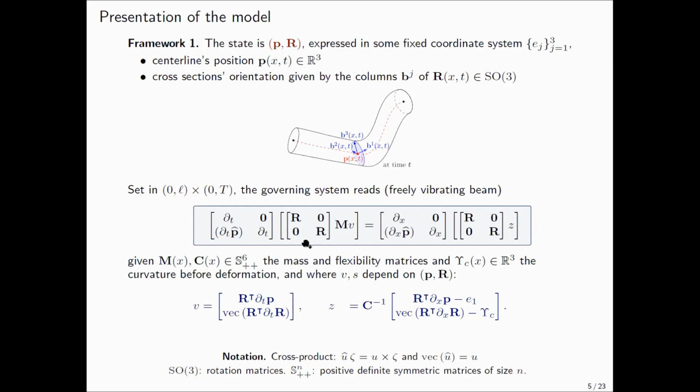And in the governing system, you also see appearing this matrix M, and in the definition of Z, the matrix C. These are just given data. They are called the mass and flexibility or compliance matrix, and they just depend on the material and the geometry of the beam. Also, in the definition of Z, you see the epsilon C, which just gives the form of the beam before anything happens, so before the deformation.